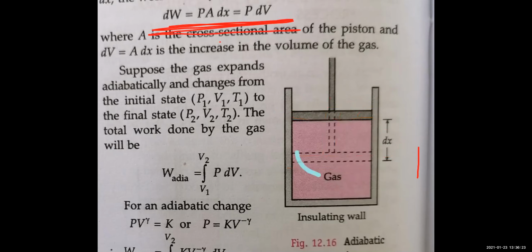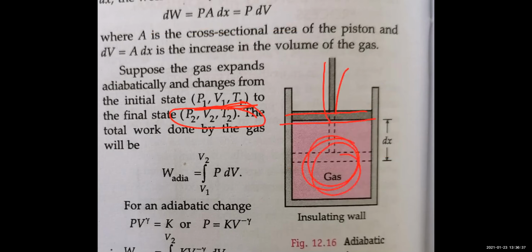Suppose the initial state of the gas is pressure P1, volume V1, temperature T1. And in the final state, when it has reached over here, the state of the gas is pressure P2, volume V2 and temperature T2. Now, the entire work done will be the addition of such small work done. So for that we always do integration of PdV from volume V1 to V2.